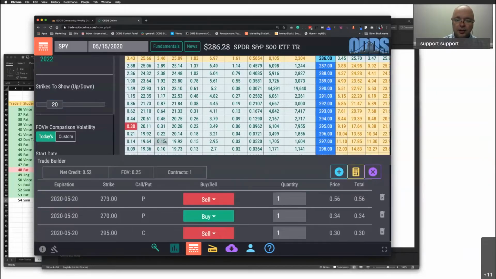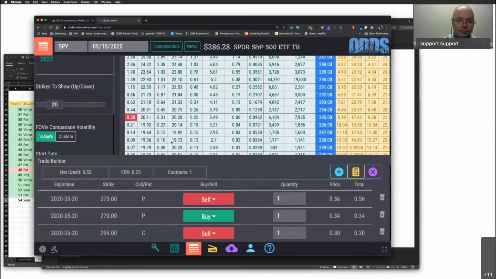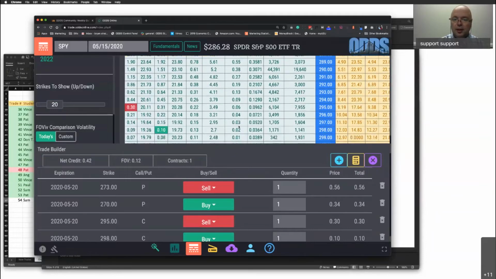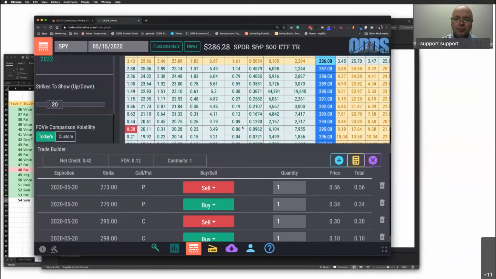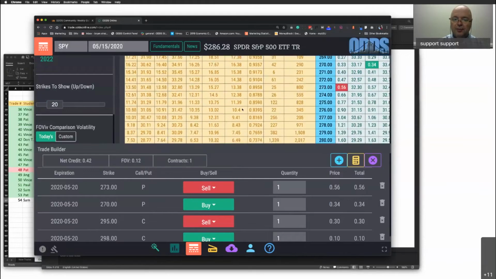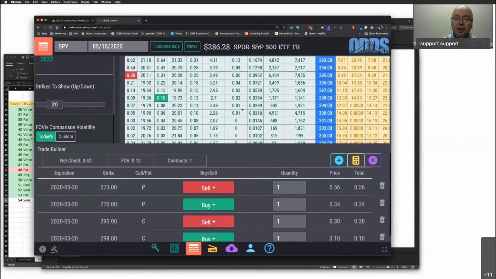Now it gives me 30 cents. I'll go up. Couple, 3. And so I can look at the same thing, right? So I got FOViv up and FOViv down. If volatility is higher, this should be higher.